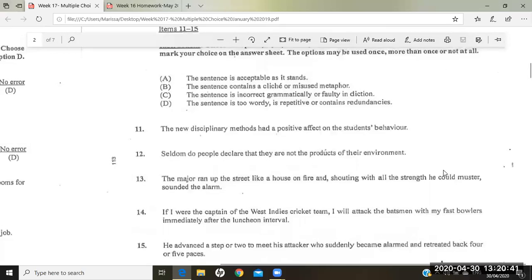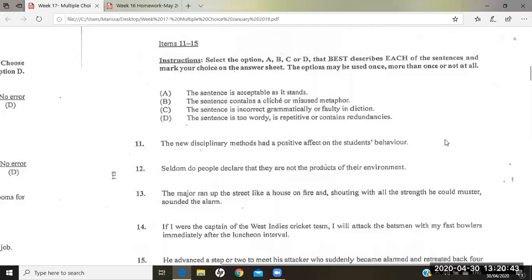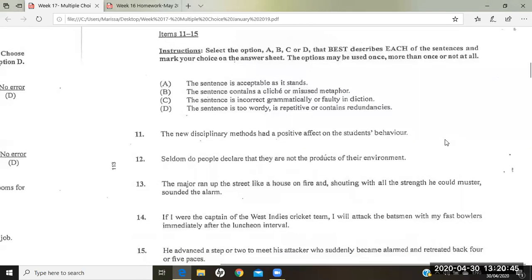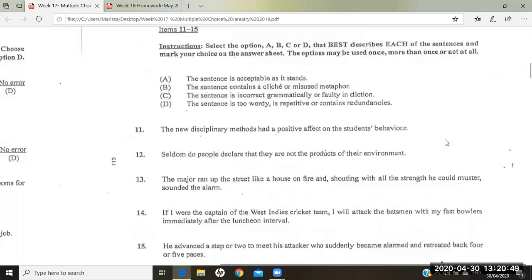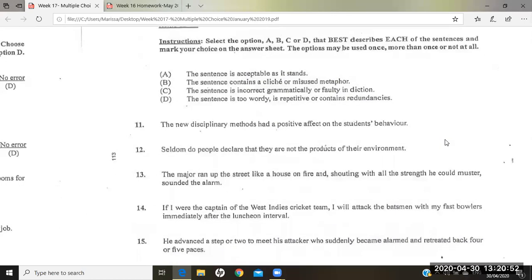The second section, items 11 to 15. So you have to select the option A, B, C, or D that best describes each of the sentences. And then you have to choose a corresponding letter. So in this instance, A means that the sentence is acceptable as it stands. So if there's no error, nothing wrong with the sentence.